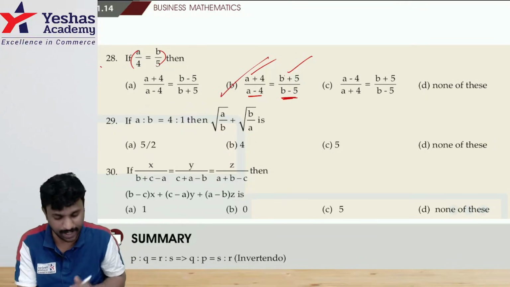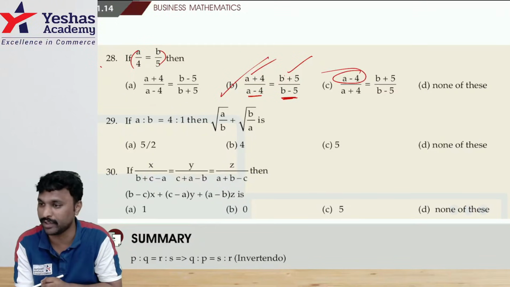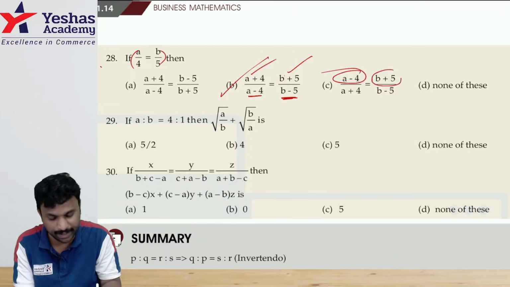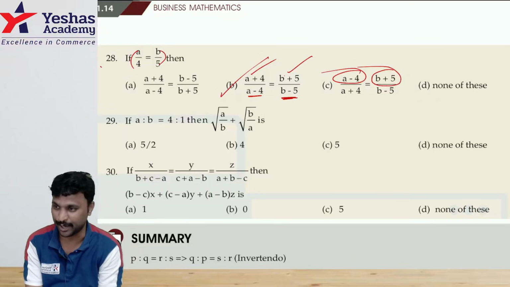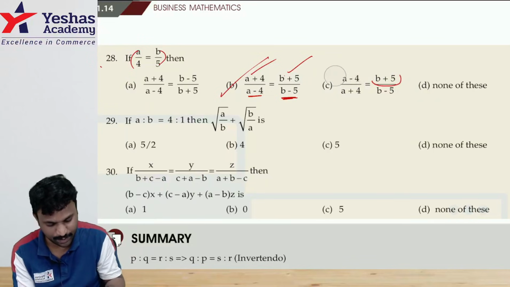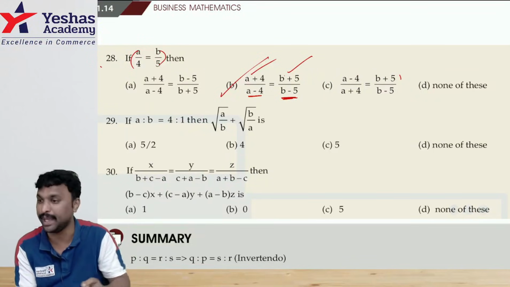If you look at option C, numerator is dividendo of the first ratio. Here the numerator is componendo of the second ratio. Therefore, definitely it's not option C, it is option B only.